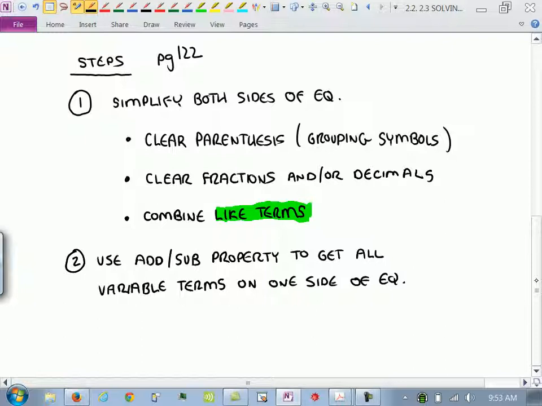So we're going to add and subtract things on both sides using that property to get all our variable stuff on one side. And it doesn't matter if it's the left side or the right side, it's up to you. But we want to get them all to one side. Anyone know what the next step is?